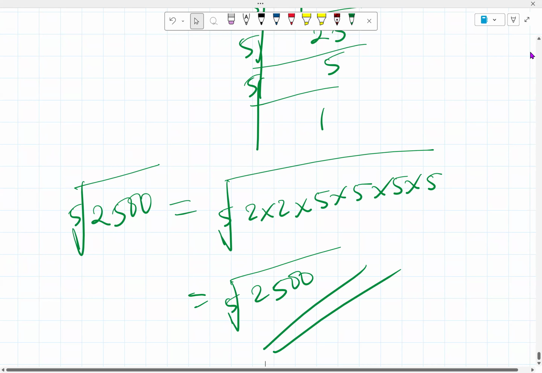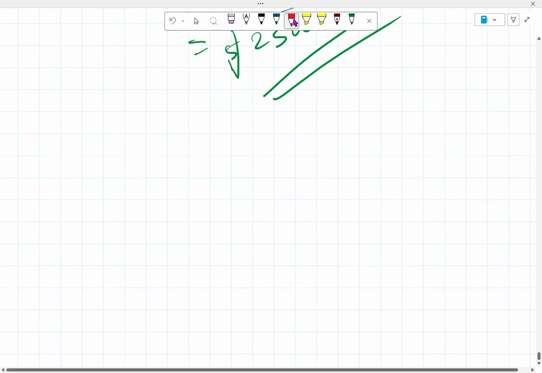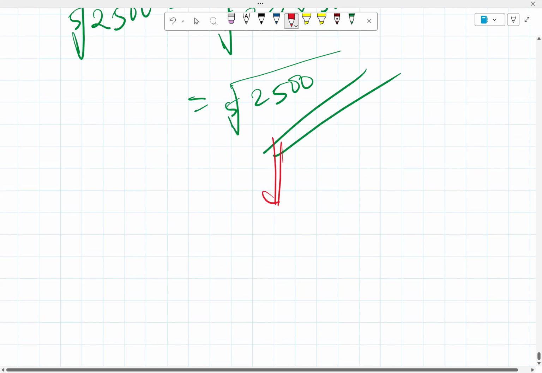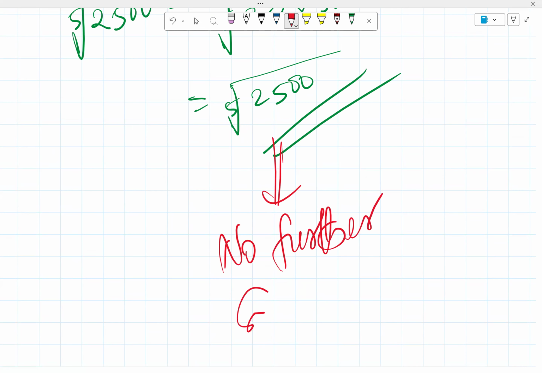That's what we have to do for this. So we just leave it the way it is. No further simplification is possible. So we can remark that no further simplification is possible. And that brings us to the end of this video talking about higher roots, cube roots, fourth roots, and fifth roots, and so on.